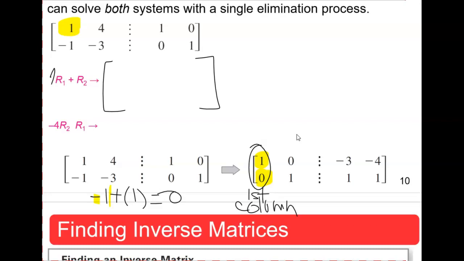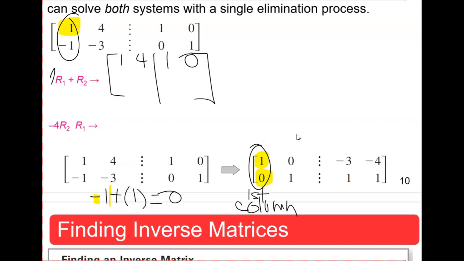And that will be, well, first of all, actually, I'm going to move this a little bit because row 1 is going to remain the same. So 1, 4, 1, 0. Then I'm going to have 1 minus 1, or 1 plus -1 is 0. Then 4 plus -3 is 1. And then 1 plus 0 is 1, and 0 plus 1 is 1. But the first row remains the same because it already had the 1, and in fact, it is our leading row.